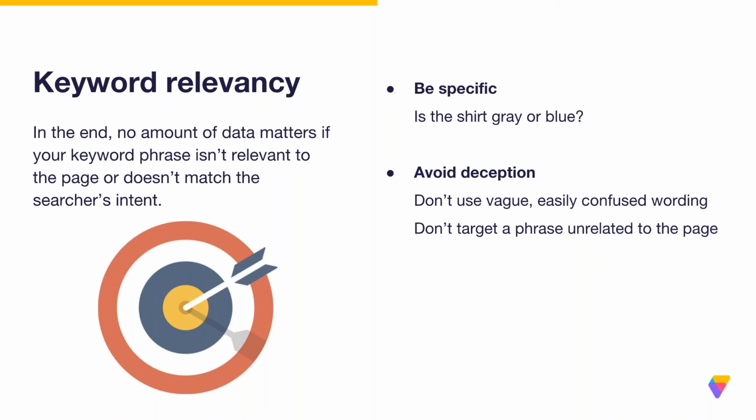Another thing to keep in mind with relevancy is avoiding deception. Even if you do get more users to a page of your site using a mismatched keyword, those users aren't likely to stay long if they feel they've been tricked into getting there. If you're not sure whether a keyword phrase is relevant, try searching for it and looking at the sites that show up. Ask yourself if your page fits into that group.